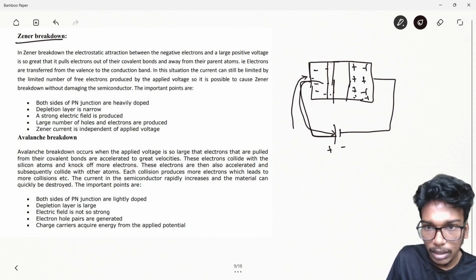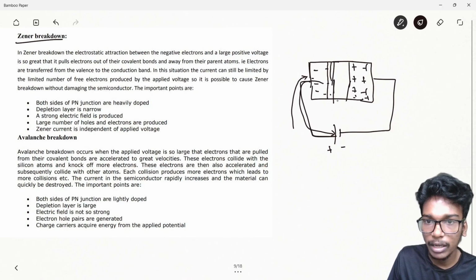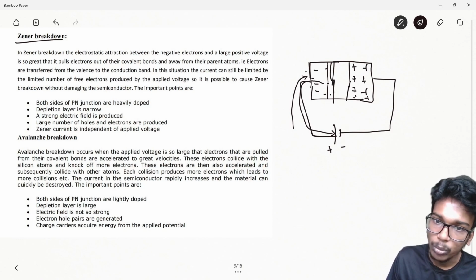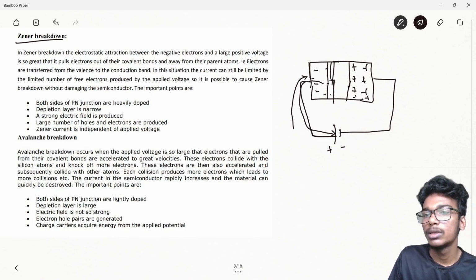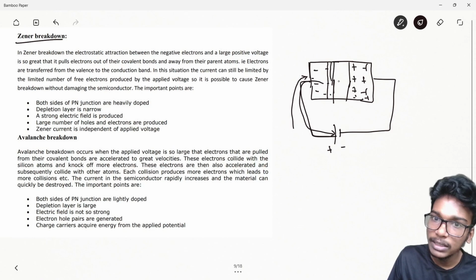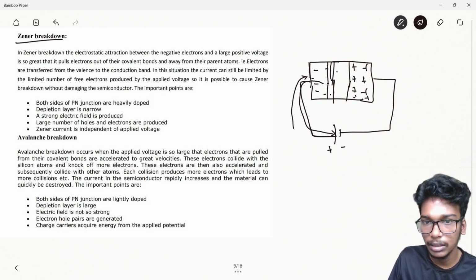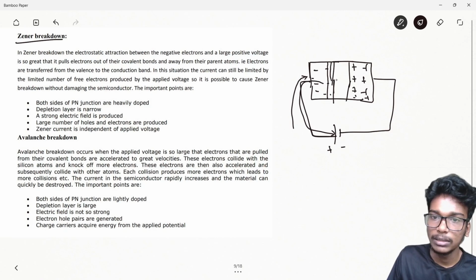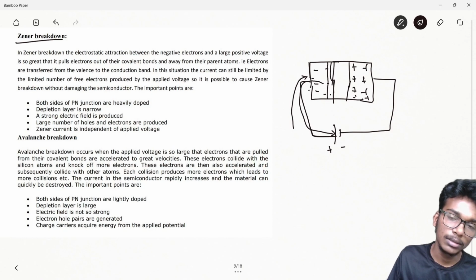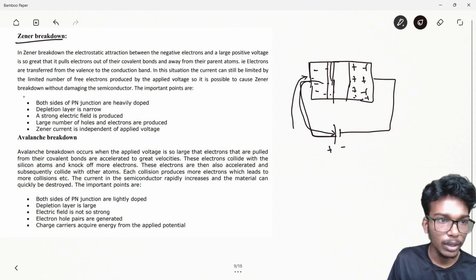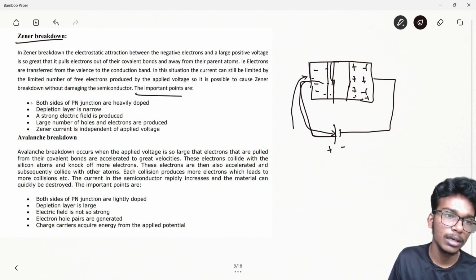Here we have a certain adjacent layer, right? This layer will attract these positive ions, and the layer adjacent to it will attract negative ions. These adjacent layer electrons or protons will not come out. That's the whole purpose of the depletion layer. With increasing reverse bias, the depletion layer will increase, right? That's what I mentioned, and this will lead to the Zener effect. This is the Zener effect, a small current flow. I hope so. Now, the important points of Zener breakdown.